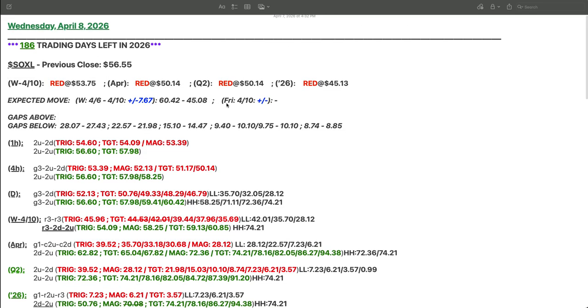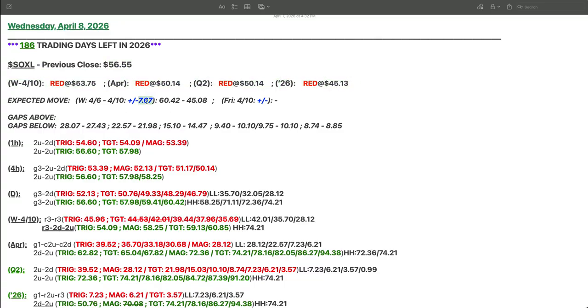We've looked at charts quite a bit. So here are the notes for Wednesday, April 8th, 2026. There will be 186 trading days left in 2026, and we know the close price on Tuesday, April 7th was 56.55. We know that the week, month, quarter, and year are all green. Those are the levels that would flip them red.